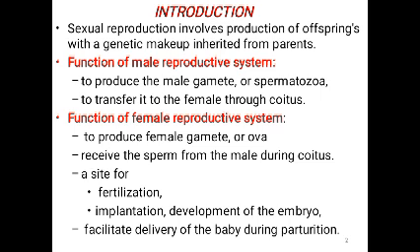Function of the female reproductive system: to produce the female gamete or ova. It receives the sperm from the male during coitus, and is the site for fertilization, implantation, and development of the embryo. It facilitates delivery of the baby during parturition.